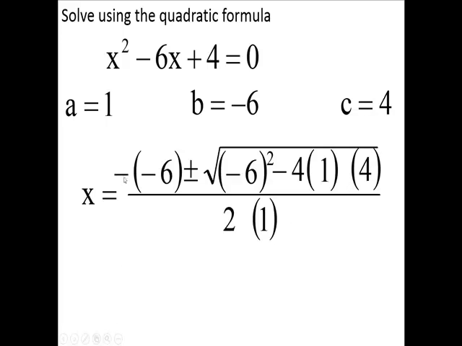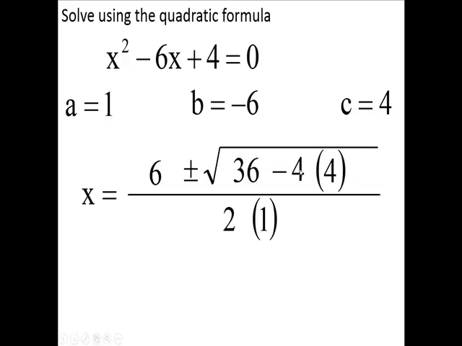So I'm going to have the opposite of negative 6. A negative 6 times a negative 6 turns out to be a plus 36. 4 times 1 and 4 times 4. See, we're going back here. 4 times 1 is 4 times 4. So we have 4 times 4, which is 16. And then we'll do our 2 times our 1. Okay. 36 minus 16 is 20.